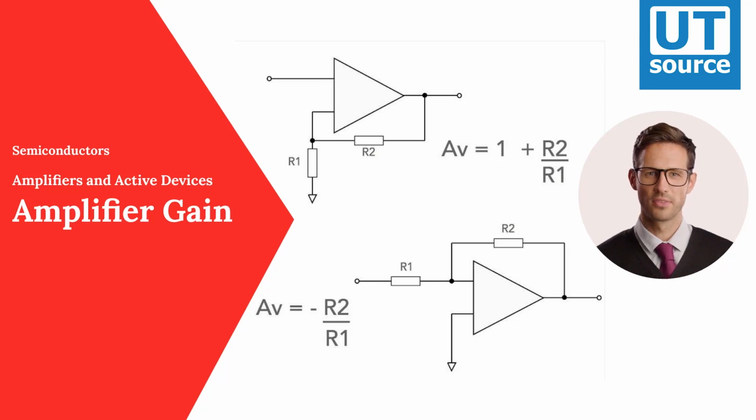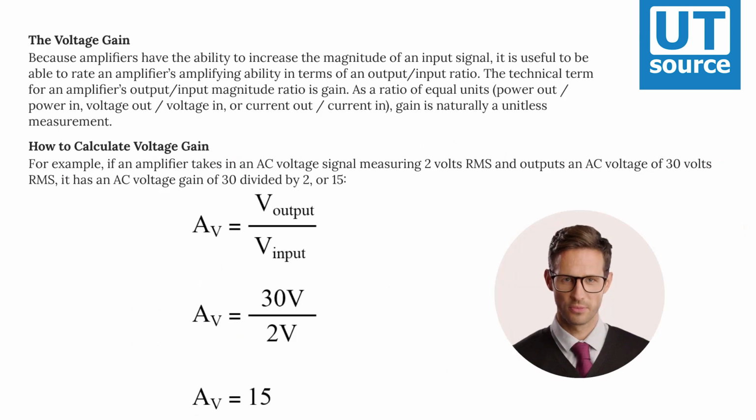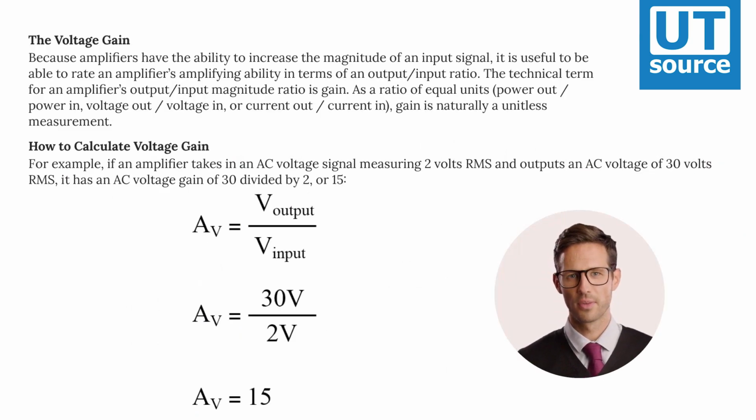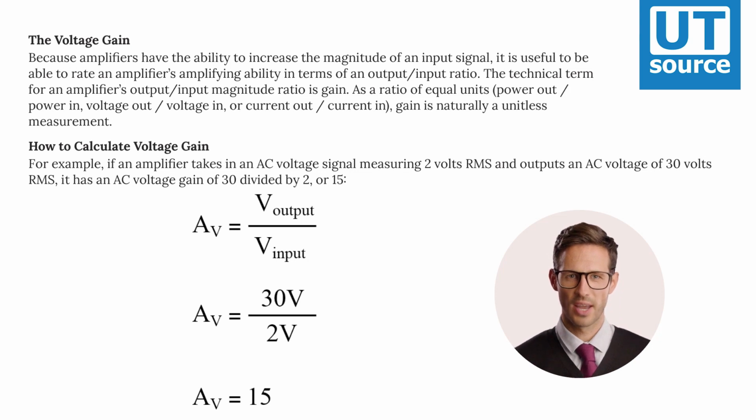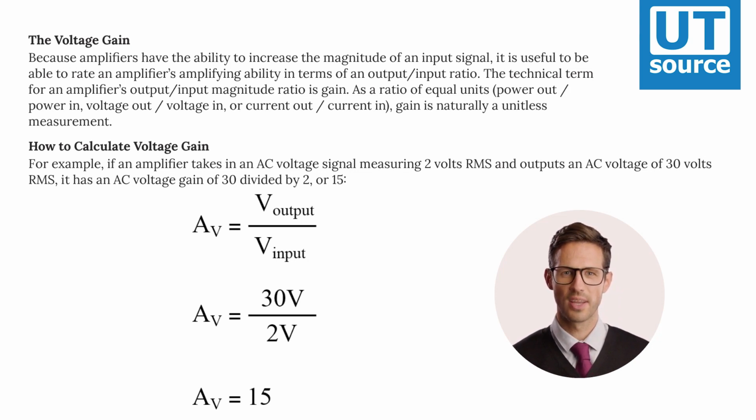Semiconductors, amplifiers and active devices: amplifier gain. The voltage gain. Because amplifiers have the ability to increase the magnitude of an input signal, it is useful to be able to rate an amplifier's amplifying ability in terms of an output/input ratio. The technical term for an amplifier's output/input magnitude ratio is gain.